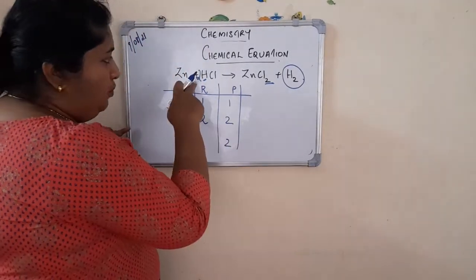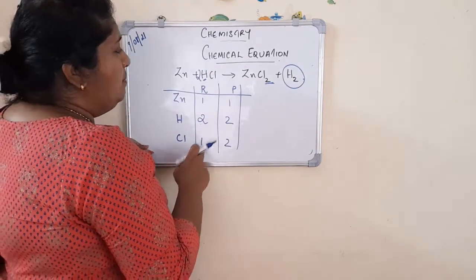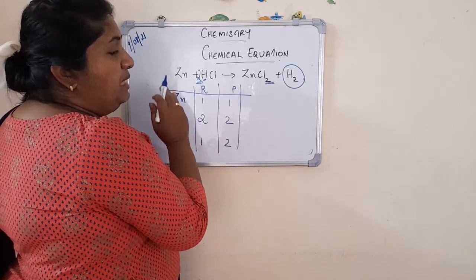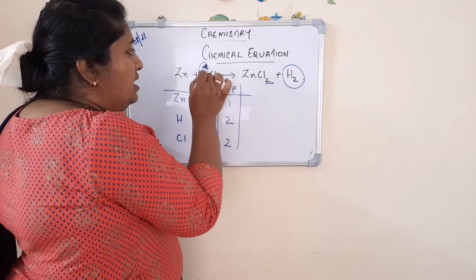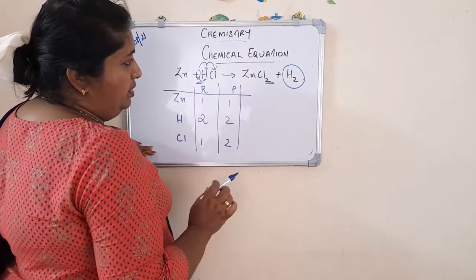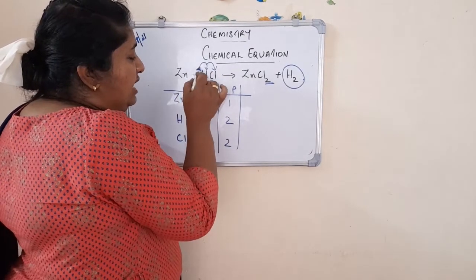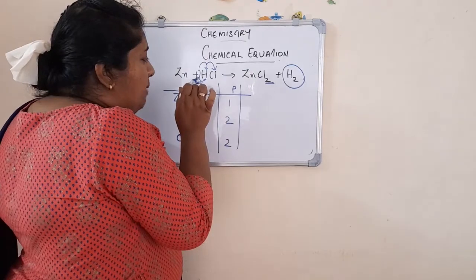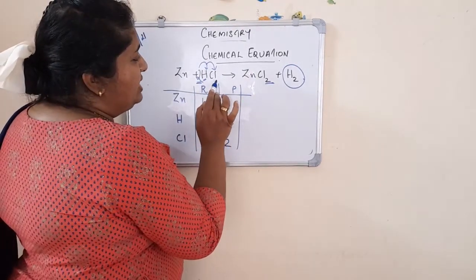Earlier, before putting 2 here, there is only 1 chlorine atom. But now since I have put this 2 on the left hand side of the chemical formula, this 2 is applicable to hydrogen as well as to chlorine. Do you understand? If I am putting a number on the left hand side of the chemical formula of any compound, that 2 is applicable to all the elements here, that is, to hydrogen as well as to chlorine.